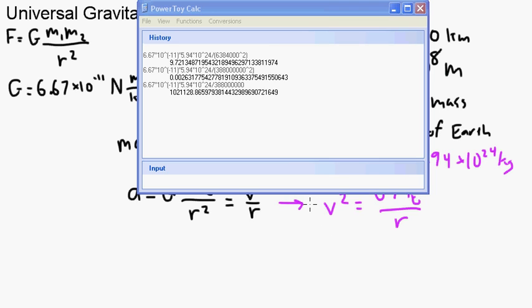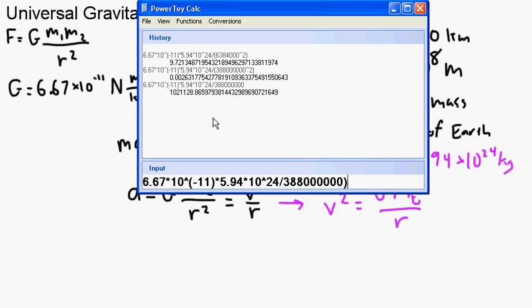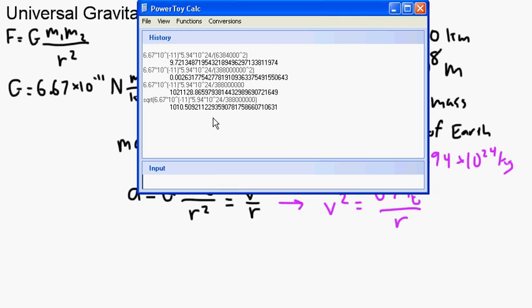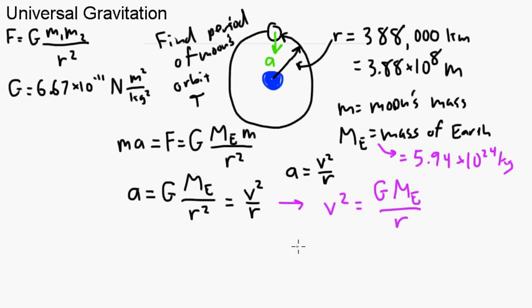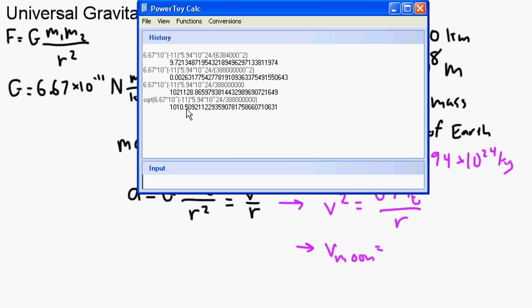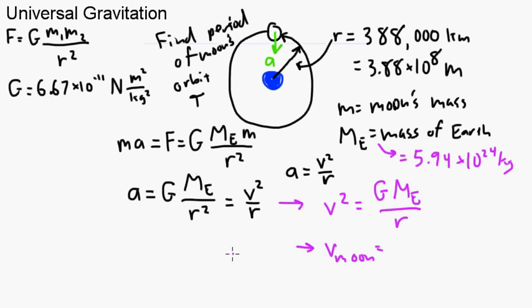So this is v squared for the moon, so I'm just going to do the same calculation above and then take the square root. I could have just done the square root of the answer, but I'm really not thinking well tonight. So the moon's speed in orbit, v for the moon, we found is about 1,000 meters per second. Let's call it 1,011 meters per second.